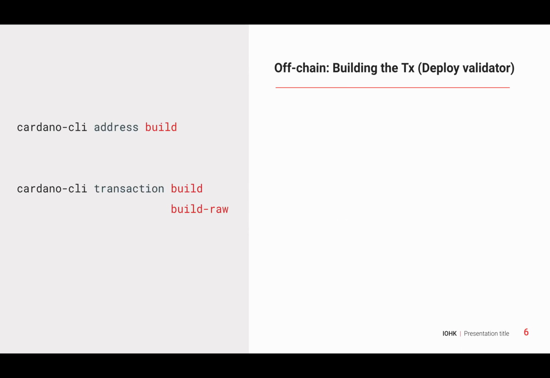Let's start with how to deploy the script. Assuming we have the script serialized, as we saw in the on-chain part and previous lectures, first we have to get the script address. We can do it, for example, using the Cardano CLI with the address build command. This is something we have to do only once.